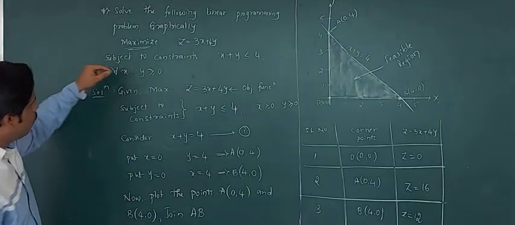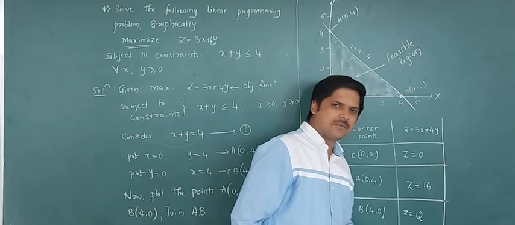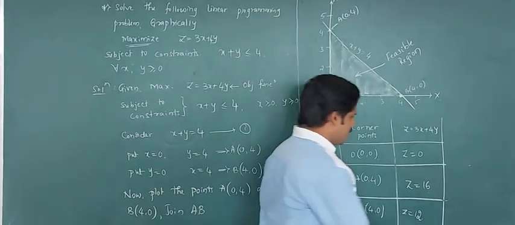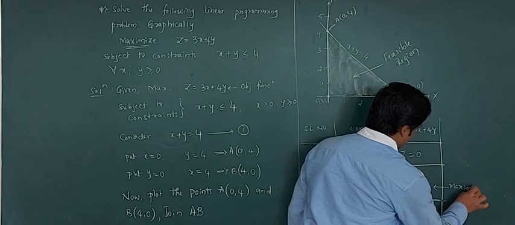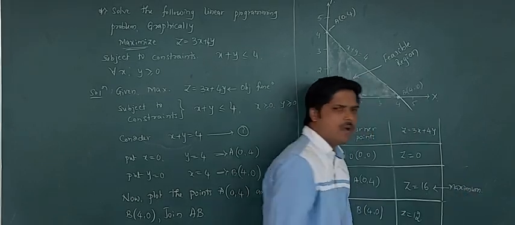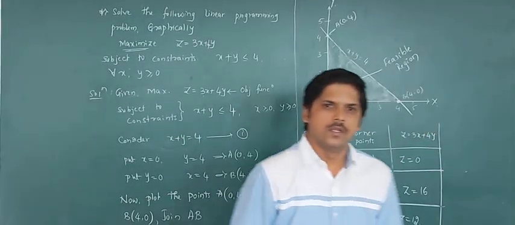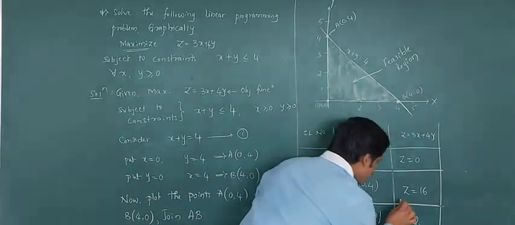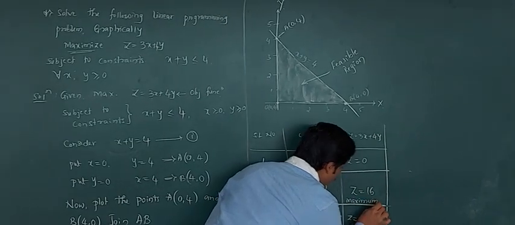Now in these three points, z equal to 0, z equal to 16, z equal to 12, which is maximum? Because here we maximize, we have to choose the maximum value of z. Here 16 is the maximum value. So z is equal to 16.